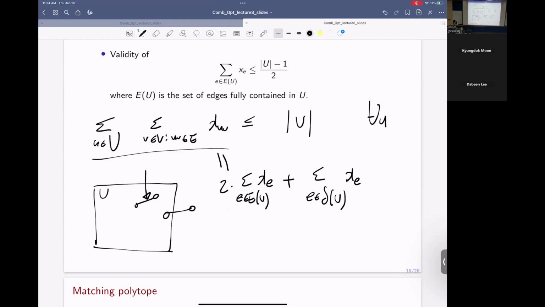So we have the inequality that this is at most |U|. We know that these variables are at least 0, right? So this implies that 2 times the sum over the edges that are fully contained is at most |U|.